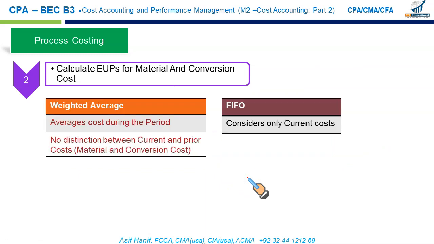Next, we have two methods of calculating EUPs for material and conversion cost. They are weighted average and FIFO. What is the difference? In weighted average, there is no distinction between the current cost and the prior cost for material and conversion cost. So it's an averaging process where the previous cost added in the previous period and the current cost are combined to calculate your rate for EUP for material and conversion cost, whereas FIFO considers the current cost only. How it's done, let me show you.